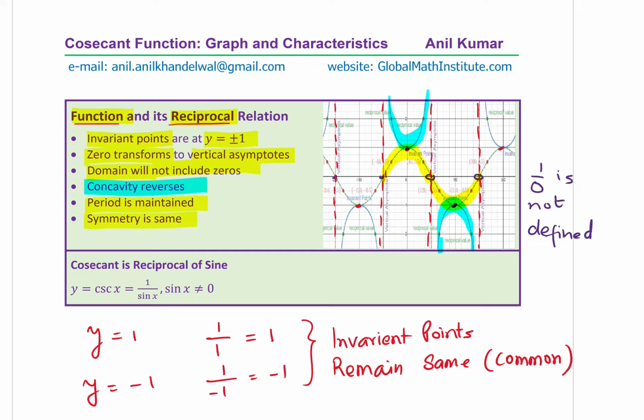Symmetry. The sine function has odd symmetry. Its reciprocal, cosecant, will also have odd symmetry. So the symmetry is also maintained. In this video, we'll focus on the cosecant function, which as you know is 1 over sine x, where the sine x cannot be equal to 0.